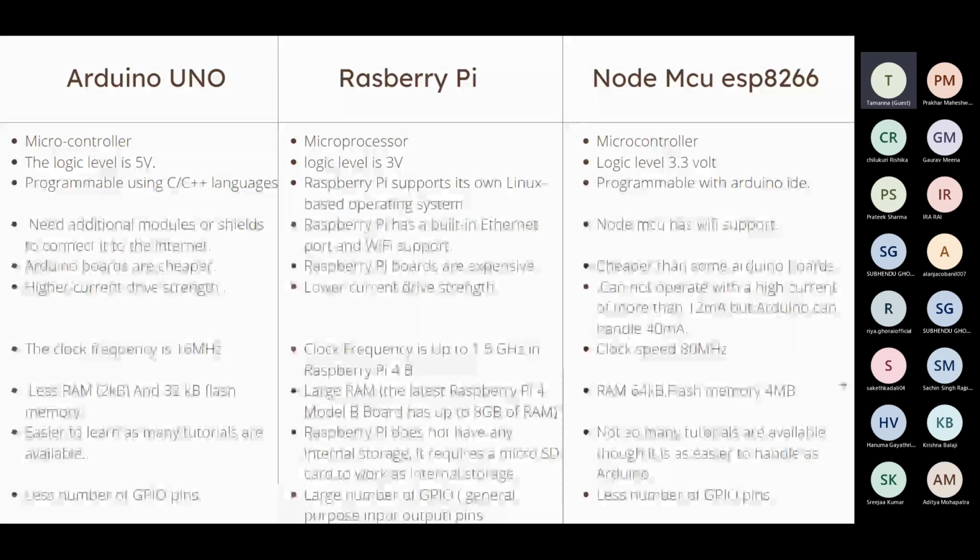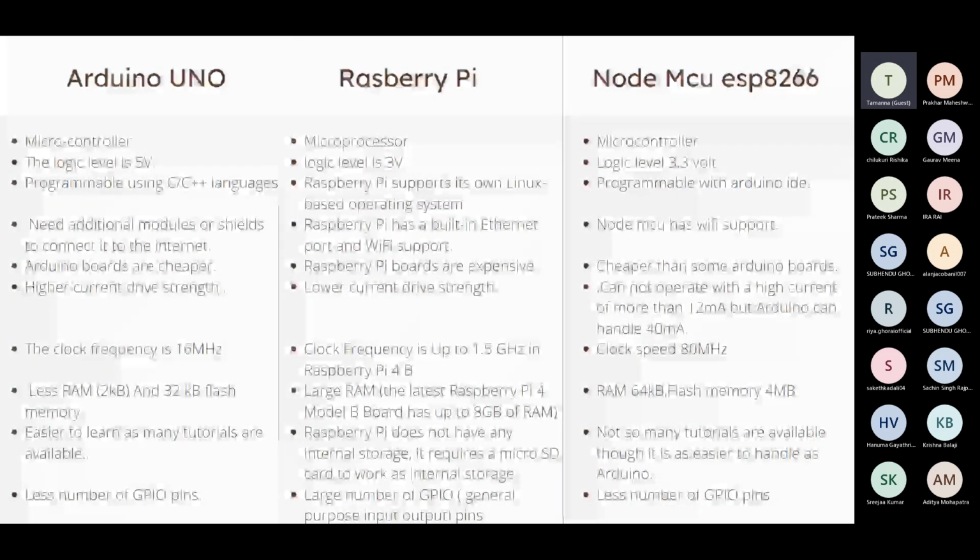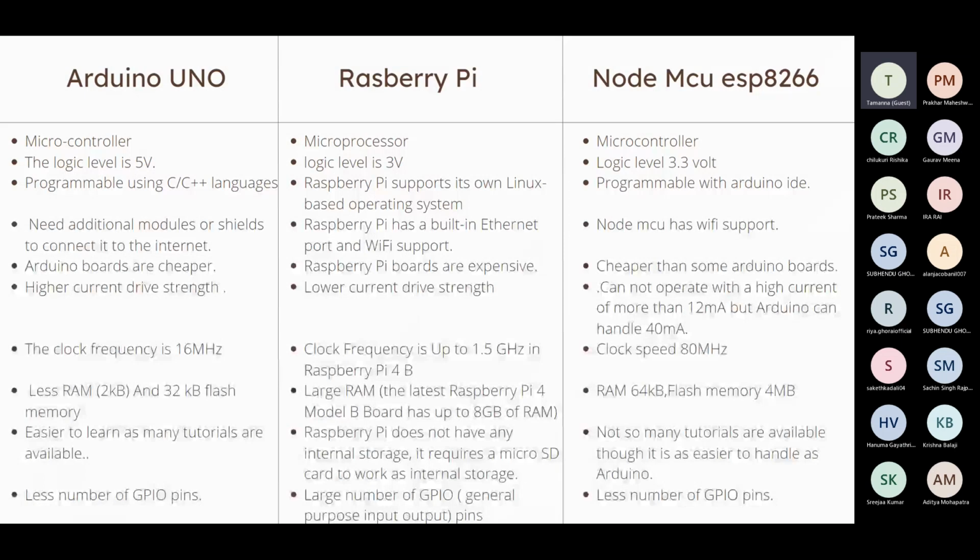Then the number of GPIO, that is general purpose input output pins. Raspberry Pi has a large number of GPIO as compared to Arduino Uno and Node MCU. Like for Raspberry Pi, there are 40 pins and out of that 26 pins are general purpose input output pins.